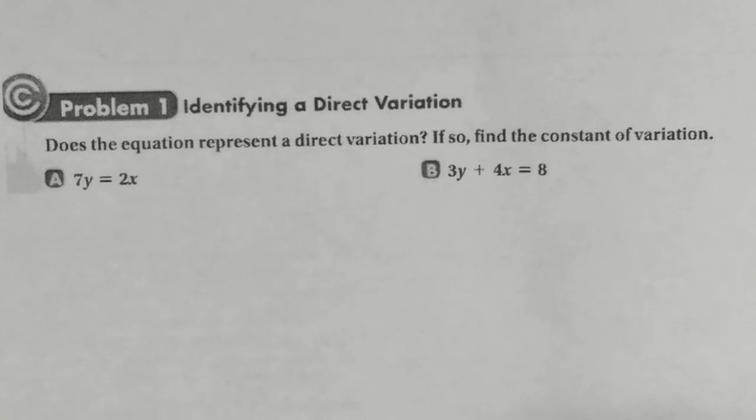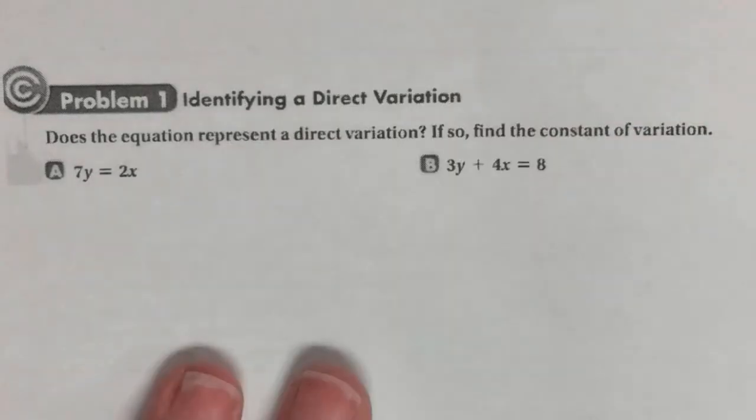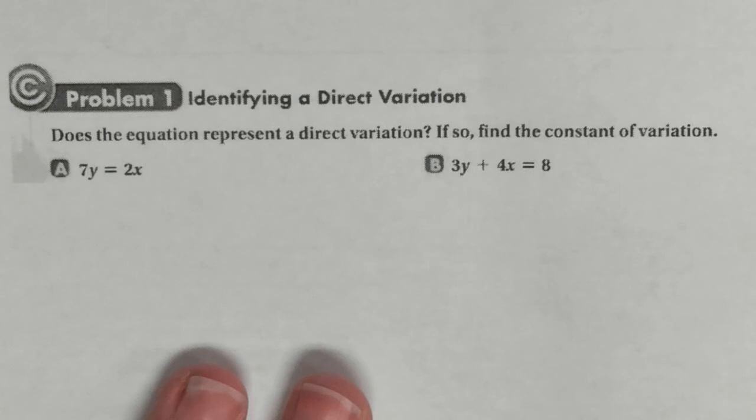Alright, so we got a problem here. It says, does the equation represent a direct variation? If so, find the constant of variation. Just like we did with the other problems last unit, you have to put it y equals first. So we have to get y alone. If you look at this one, y is not alone. It's got that 7 with it being multiplied. So how do I get rid of it?